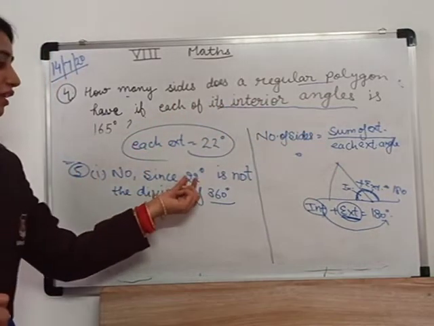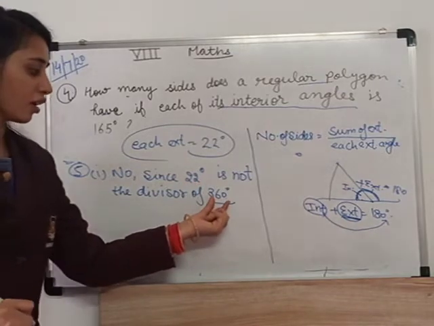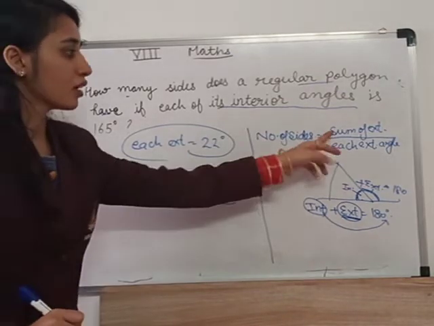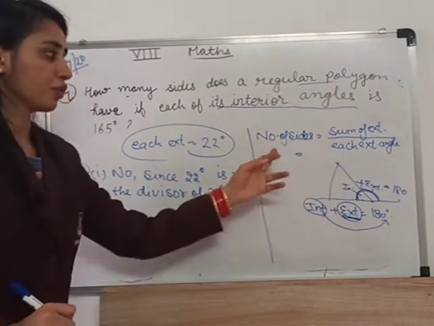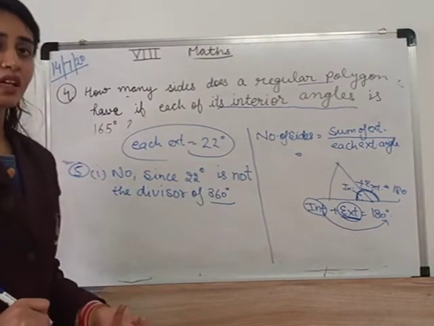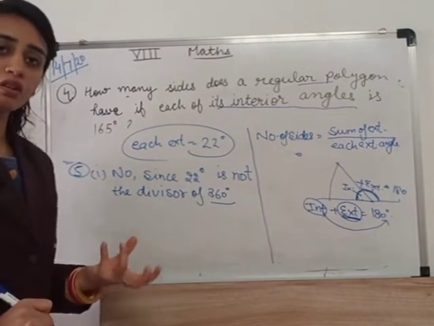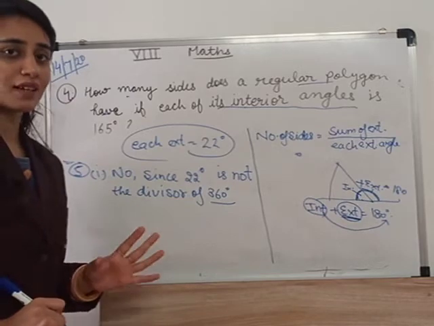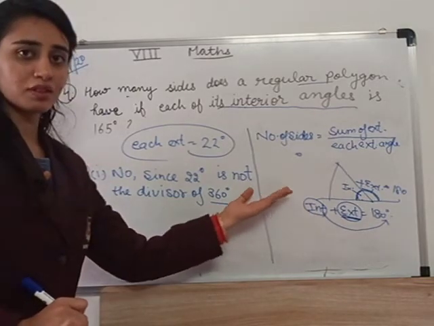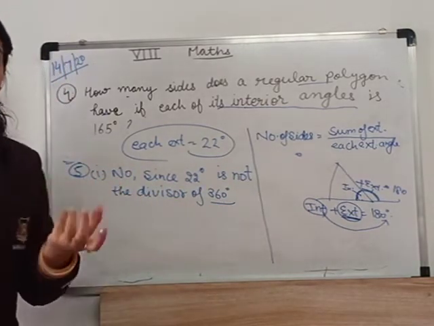If each exterior angle is 22, then the sum of angles is 360. 360 divided by 22. Number of sides would come in decimal. Is the number of sides a fraction? No. Number of sides are natural numbers, not in decimal form.